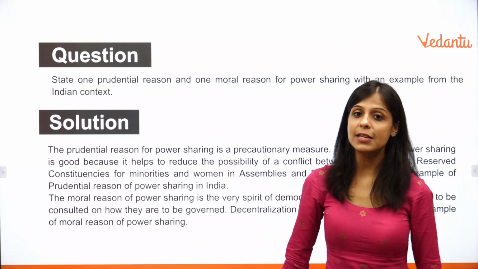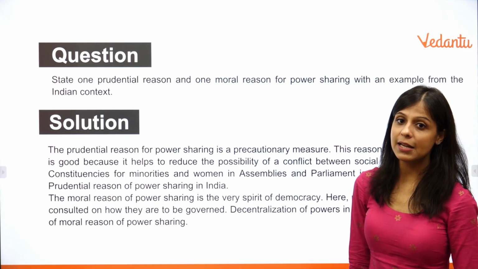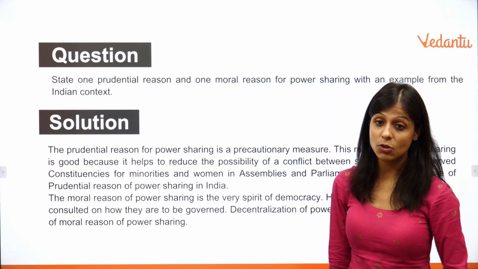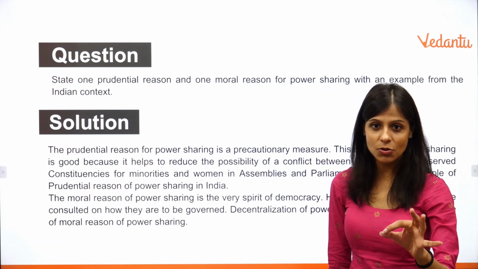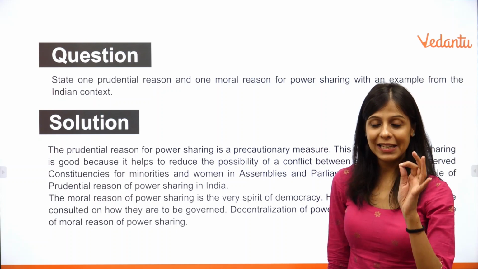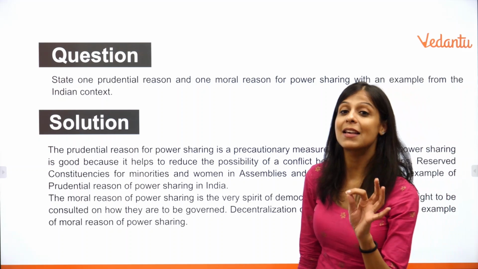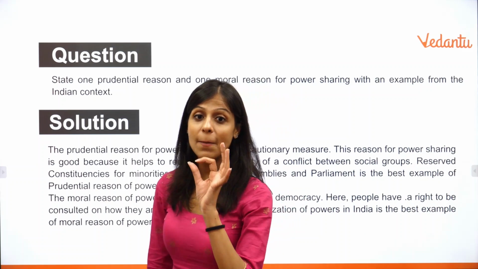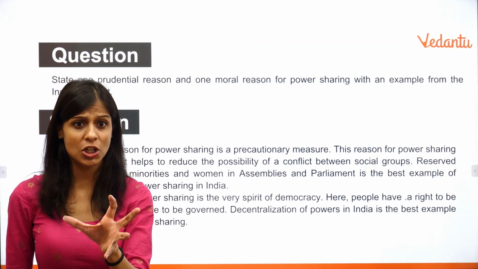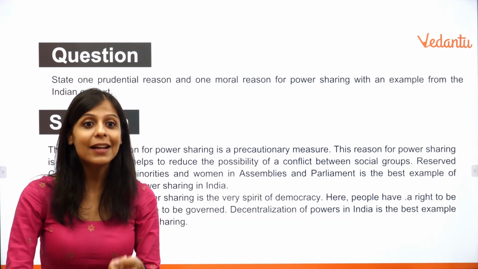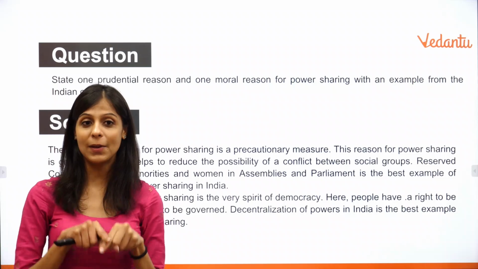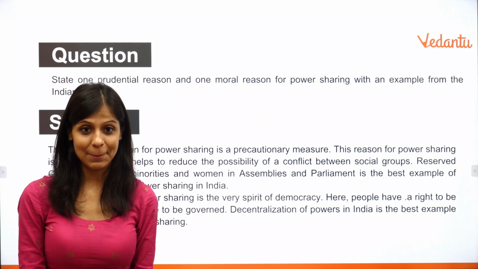So the prudential reason for power sharing is a precautionary measure. As I told you, it's going to take care of profit and loss. You are not supposed to use the statement profit and loss, but yes, you can state that it is a very precautionary measure that has been taken. Precaution has been taken to ensure there's no conflict, to ensure there's stability. If there's stability, there's automatically going to be national integrity.